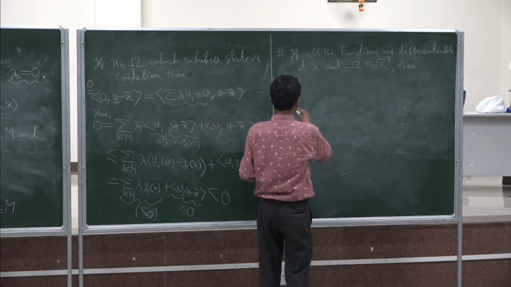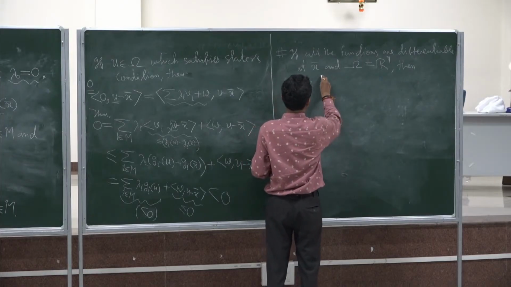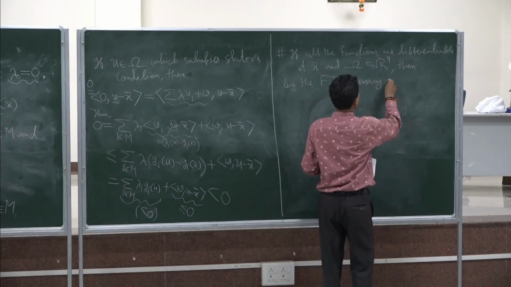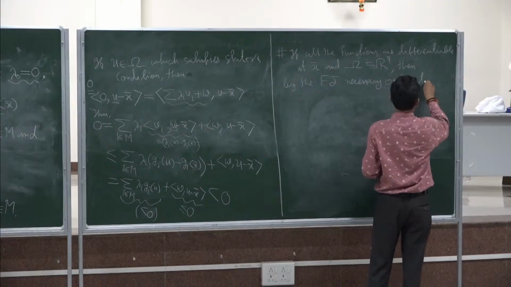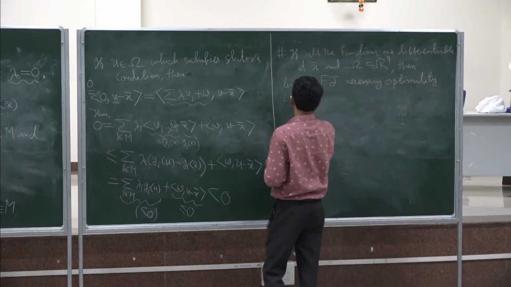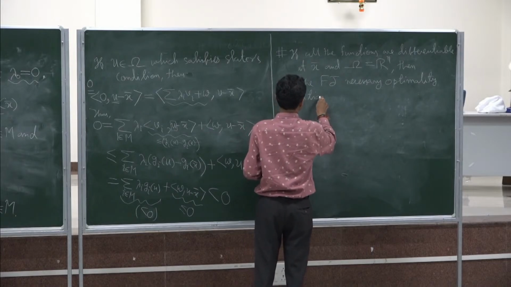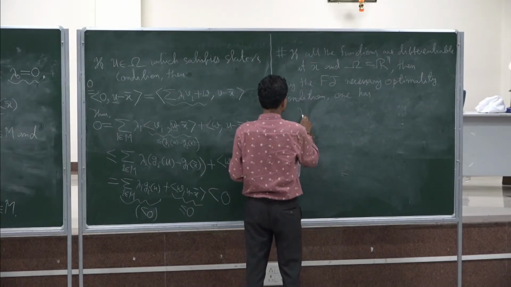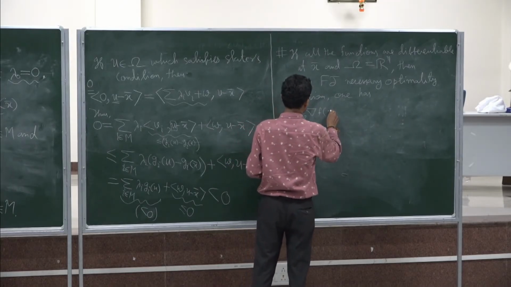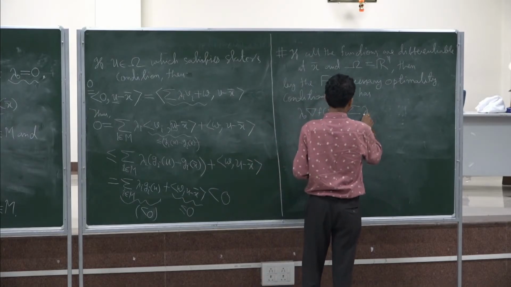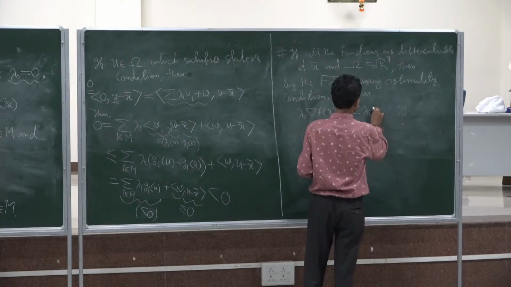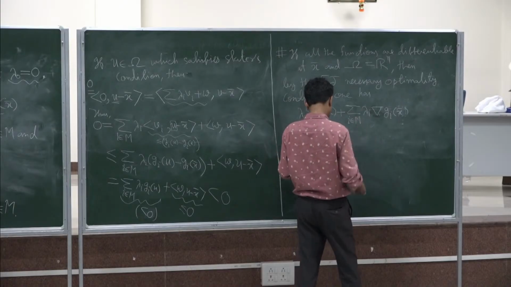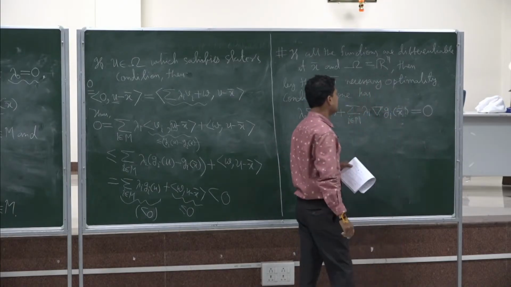So by the Fritz John necessary optimality condition, one has, we are going to have this lambda naught gradient of f at x bar plus summation lambda I gradient of Gi at x bar, I in M, is equal to 0, right.